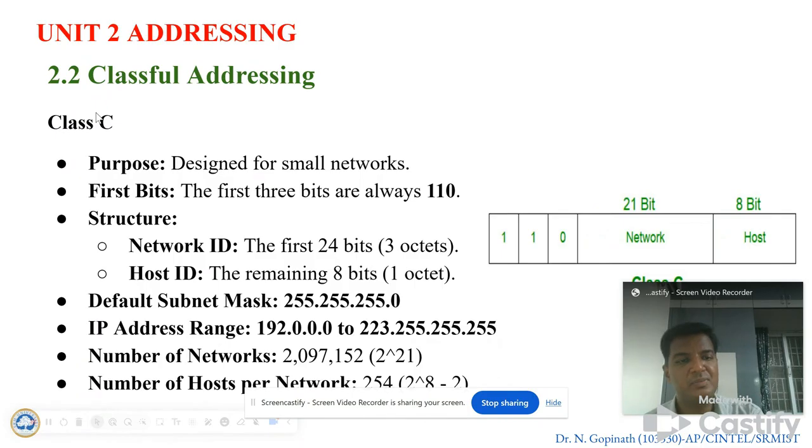And class C is designed for small networks. The first 3 bits are always 110. Network ID is the first 24 bits and the remaining 8 bits are the host ID. The default subnet mask is 255.255.255.0, the IP address range is from 192 to 223, and the number of networks is 2 to the power of 21.